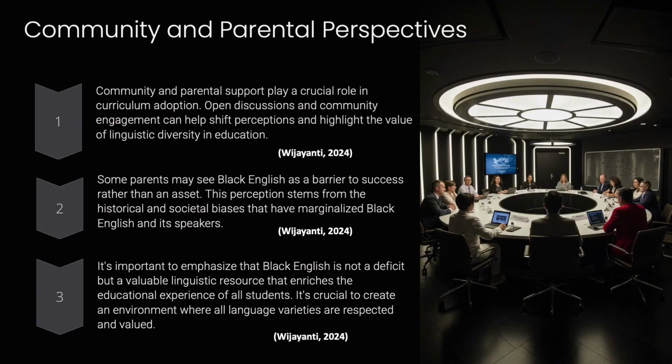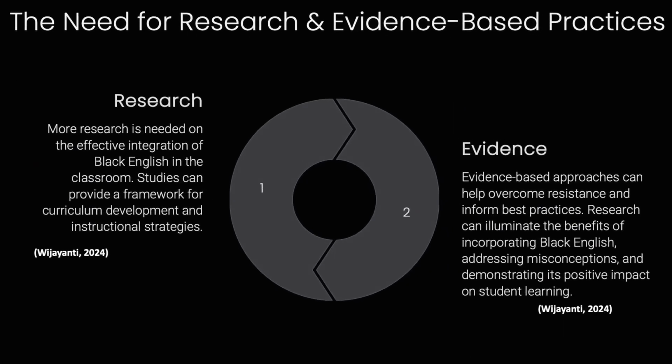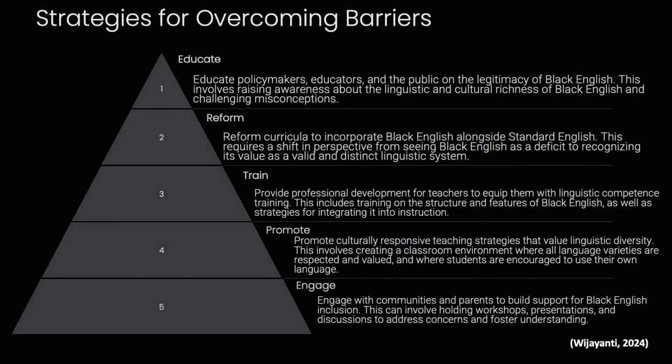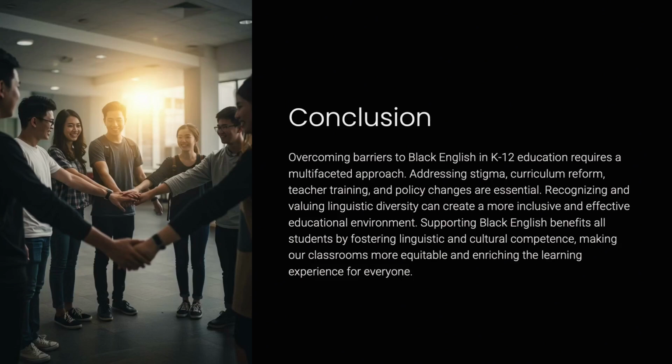The successful integration of Black English into the K-12 curriculum requires a multifaceted approach that addresses both societal and educational challenges. Overcoming the stigma associated with Black English and recognizing its linguistic and cultural legitimacy is essential for fostering an inclusive educational environment. Curriculum reform and teacher training must prioritize linguistic diversity, equipping educators to teach Black English effectively alongside standard English. Institutional policies need to be reevaluated and adjusted to support inclusion of diverse dialects, reflecting the linguistic realities of students. Ultimately, engaging communities, parents, and leveraging research are crucial steps towards dismantling barriers and capitalizing on educational benefits of Black English for all students.